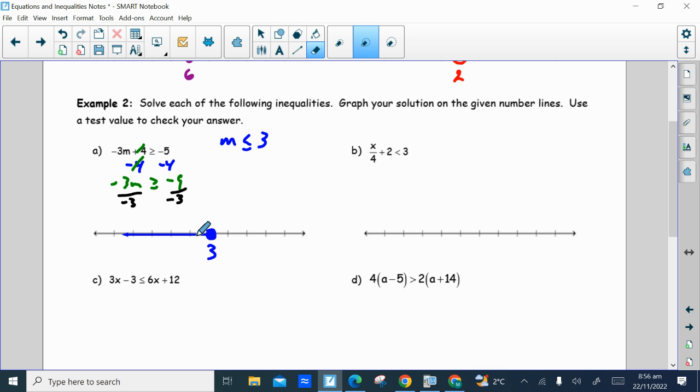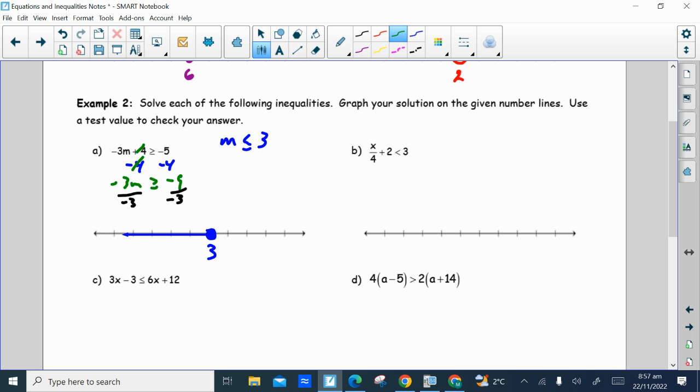So now a number less than positive 3 would be positive 2. Negative 3 times 2 is negative 6, plus 4 is negative 4, and that is greater than or equal to negative 5. But if I use a number like positive 4, I'd get negative 12 plus 4, which is negative 8. And negative 8 is not greater than or equal to negative 5. So now we checked it, and our answer works.